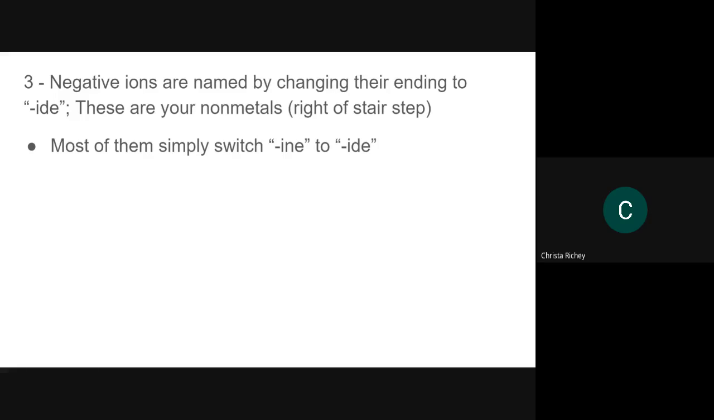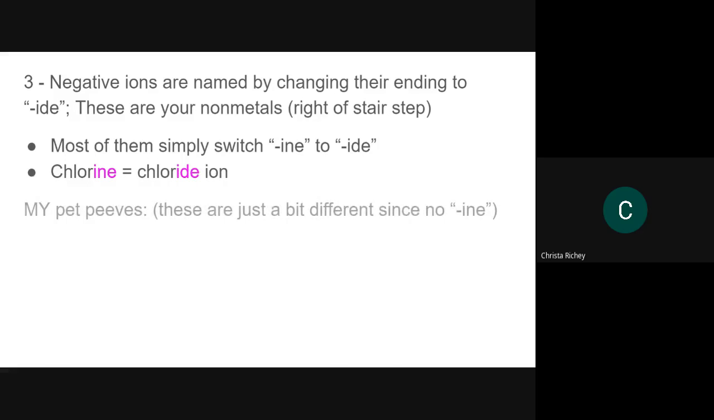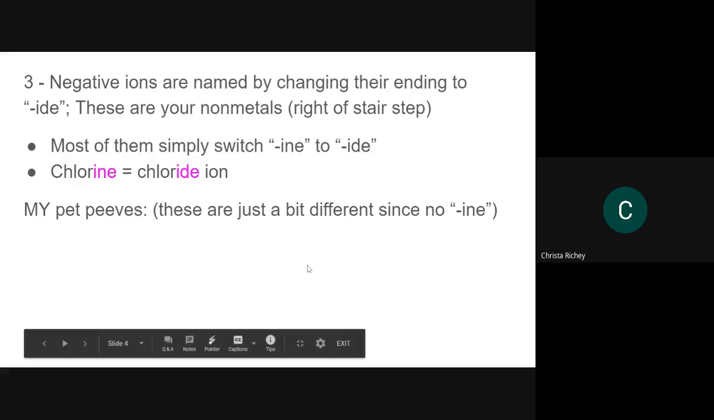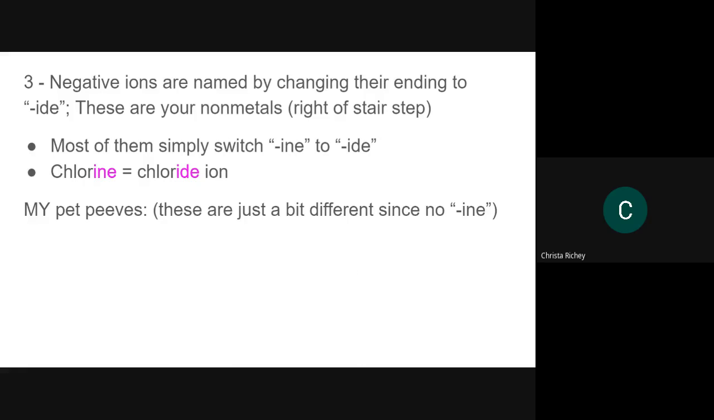If it's an -ine element, chlorine, bromine, iodine, astatine, you just change -ine to -ide. There's nothing to it. However, there are some that do not end in -ine, and those are the ones that irritate the snot out of me when you don't spell them right. So, easy ones, if they end in -ine, INE literally changes to IDE, so it's not a chlorine ion, it's the chloride ion.